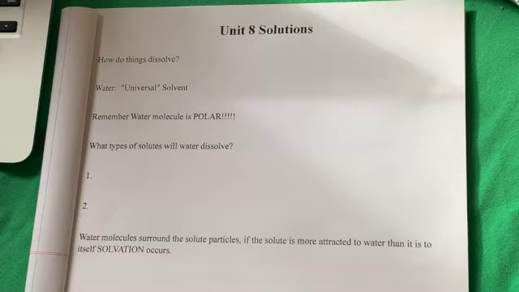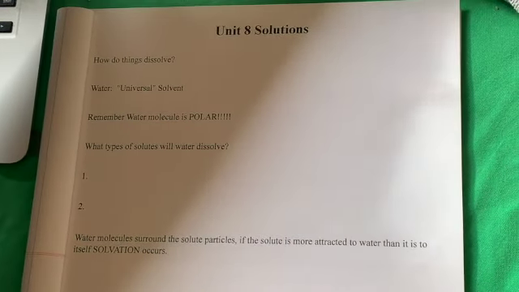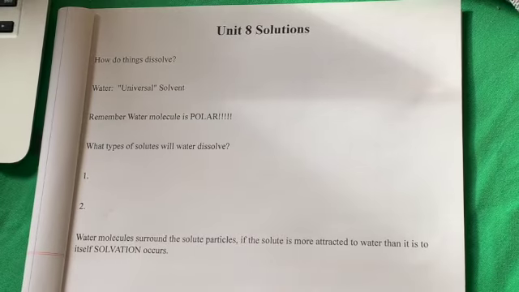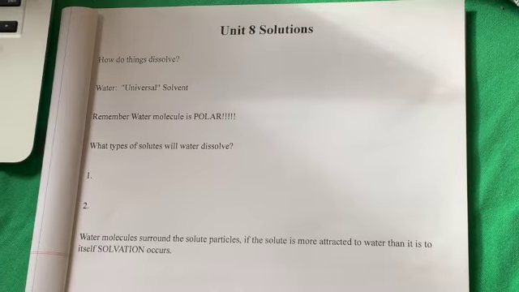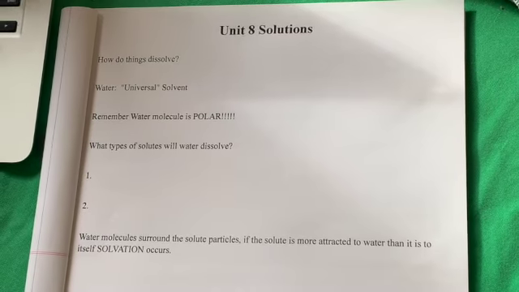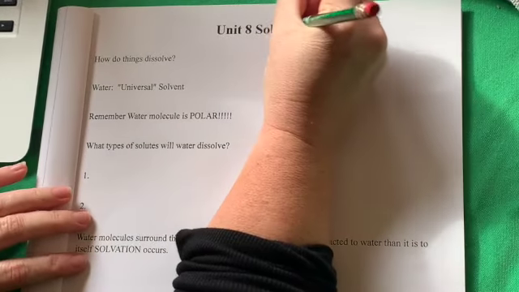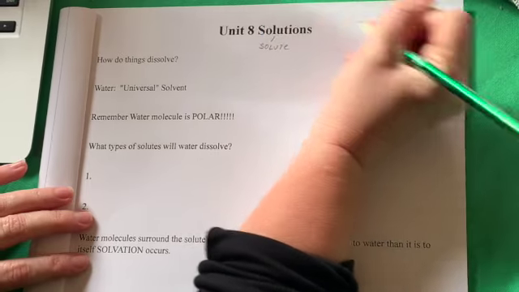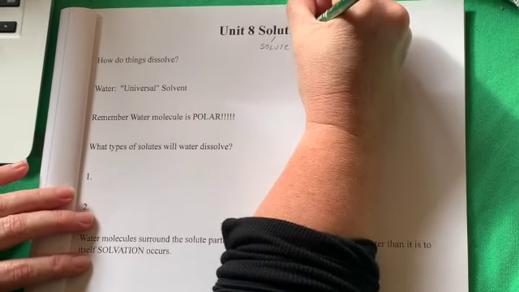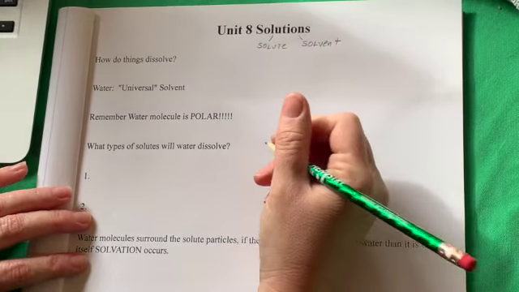Unit 8 is going to focus on solutions. Solutions are mixtures, and they are what are known as homogeneous mixtures, which means that we cannot visibly see the different parts in them. All solutions, however, are made up of two parts: the solute, or what is being dissolved, and the solvent. What is doing the dissolving?